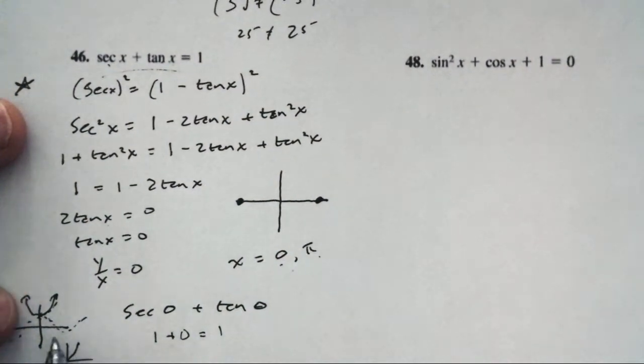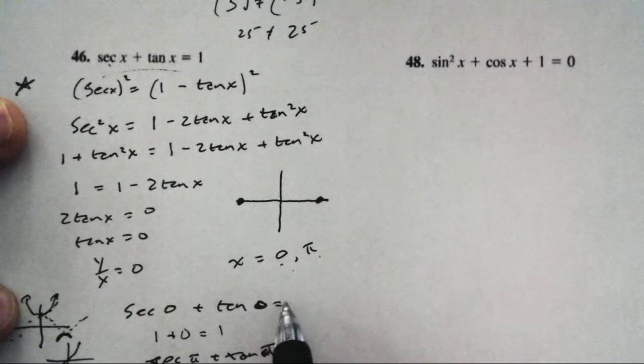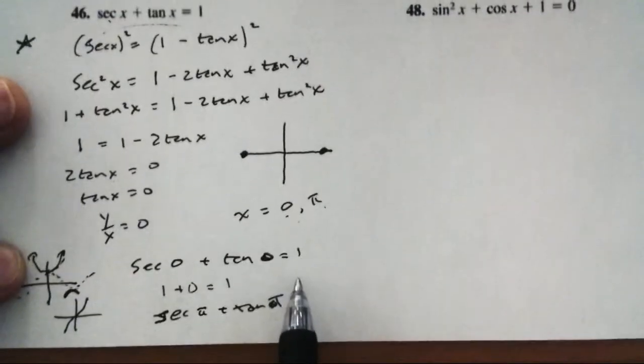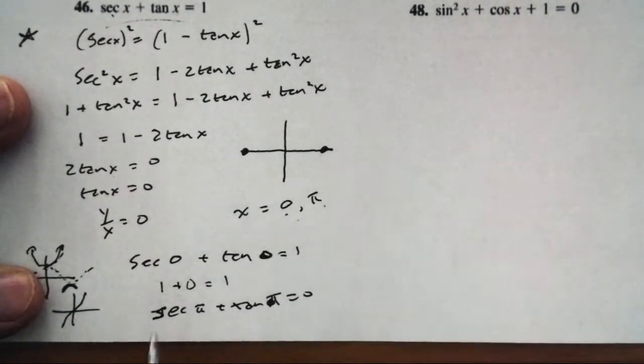But how about at pi? At pi, secant is down here. That would be -1. Let's do this. Secant of pi plus tangent of pi. Does secant of pi plus tangent of pi equal 1? Let's see.